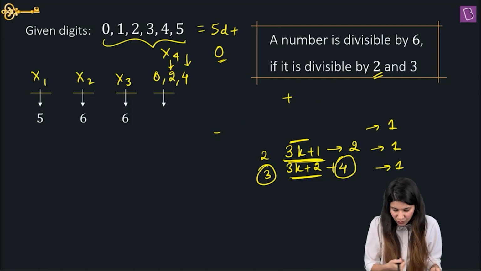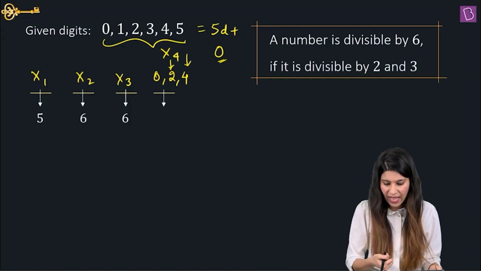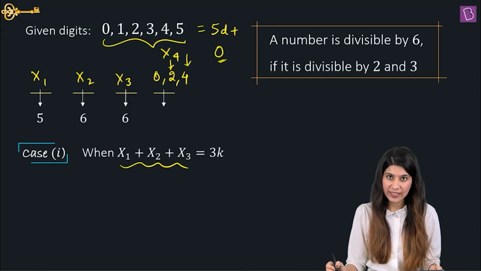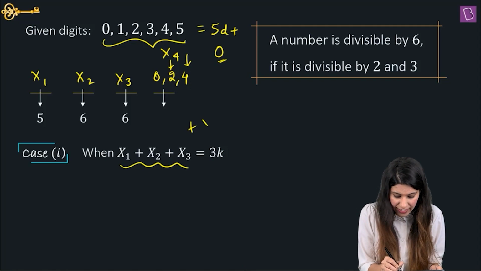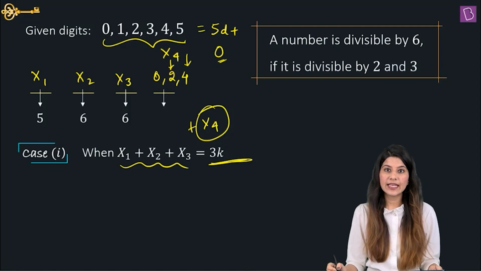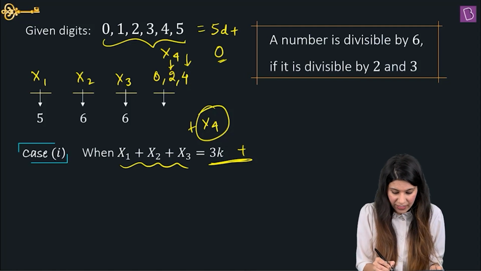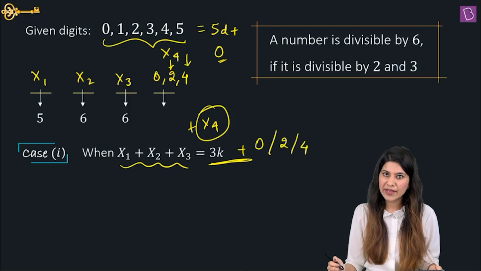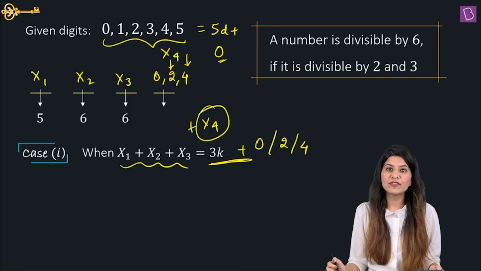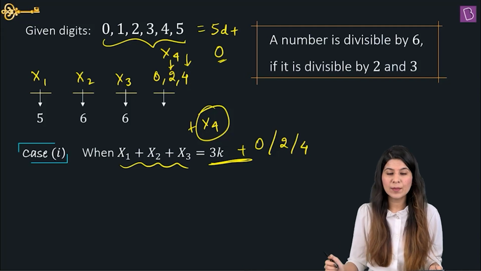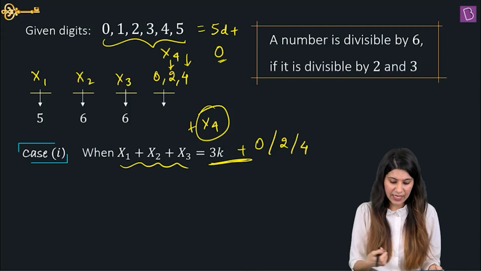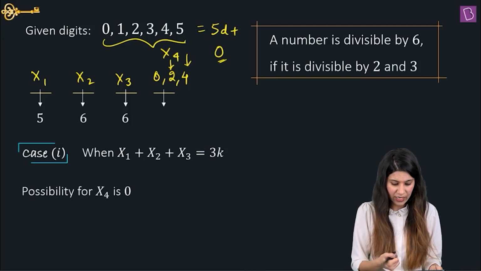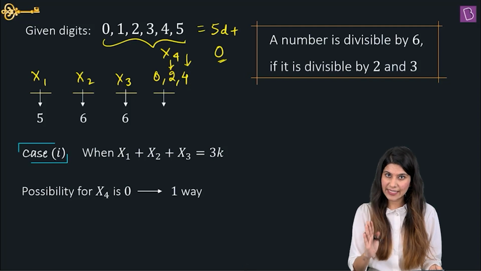So let's delete what I have written over here, so that you understand that we have 3 cases. 3 cases when x1 plus x2 plus x3 is a multiple of 3. Then I need one more x4 such that the overall sum is divisible by 3, right? So I have to add either 0 or 2 or 4. If you add 0, the number would be divisible by 3, 3k. If you add 2, the number would be of the form 3k plus 2, rejected. If you add 4, the number would be of the form 3k plus 4, again not divisible by 3. That means the only choice you have is x4 equal to 0. That means you have one way for case 1.